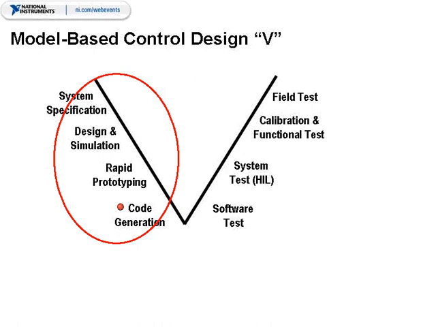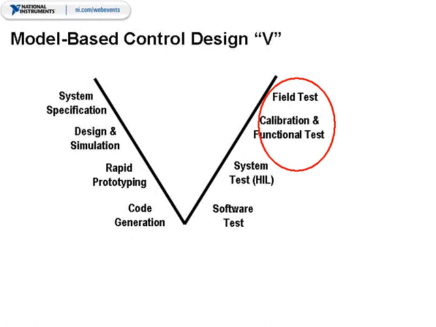The right-hand side of this V diagram represents the testing side of the diagram. This is where the embedded software on the embedded controller is then tested and then integrated into the overall system and tested before final field testing and production testing. LabVIEW has traditionally been used in testing applications over on the right-hand side of the V.